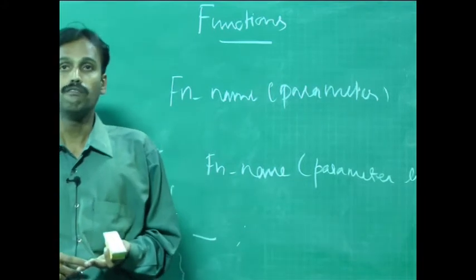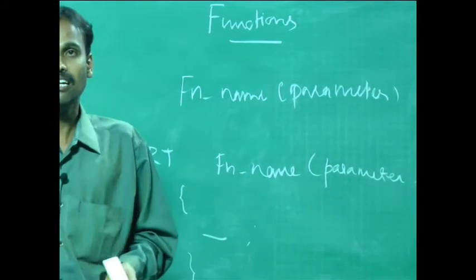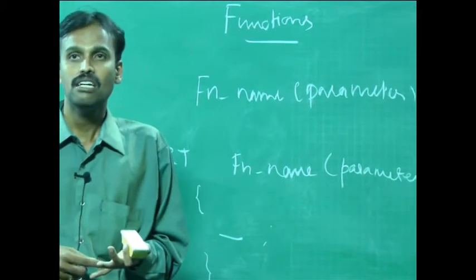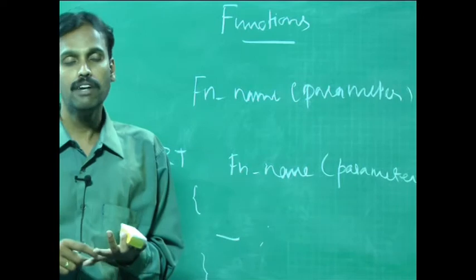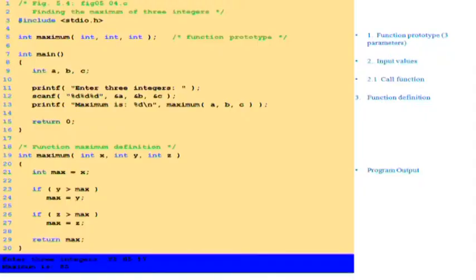I have a few printing statements, that is, I want the user to enter 3 integers, then I try to obtain them in the variables A, B and C respectively. Then I try to find out the maximum, where maximum is the function that has been declared and defined within my program. Now let us move on towards the function called maximum and its definition.